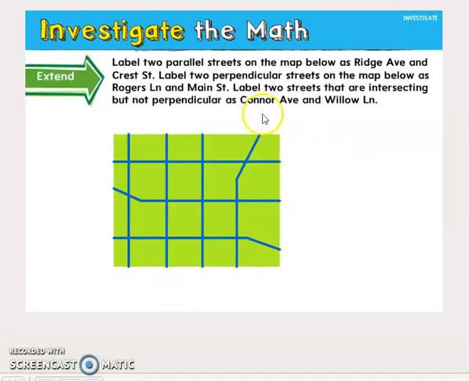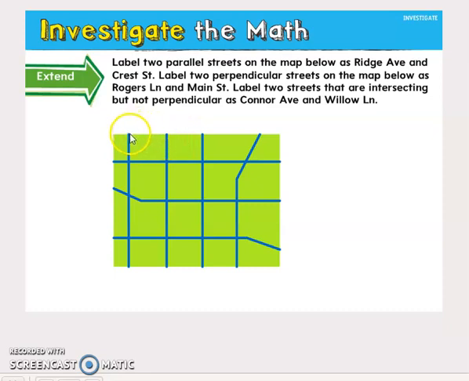Okay, so now on this part it says label two parallel streets on the map below as Ridge Avenue and Crest Street. Label two perpendicular streets on the map below as Rogers Lane and Main Street, and label two streets that are intersecting but not perpendicular as Connor Avenue and Willow Lane. So I'm going to look at this map and find all of the parallel streets first so that I can decide which two I'm going to label.